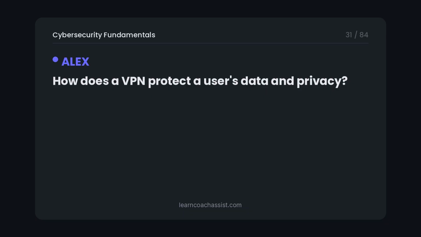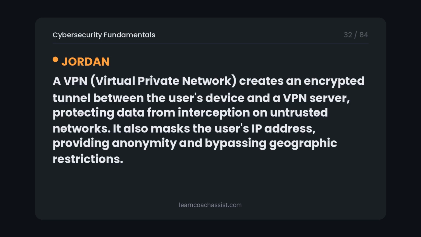How does a VPN protect a user's data and privacy? A VPN, virtual private network, creates an encrypted tunnel between the user's device and a VPN server, protecting data from interception on untrusted networks. It also masks the user's IP address, providing anonymity and bypassing geographic restrictions.